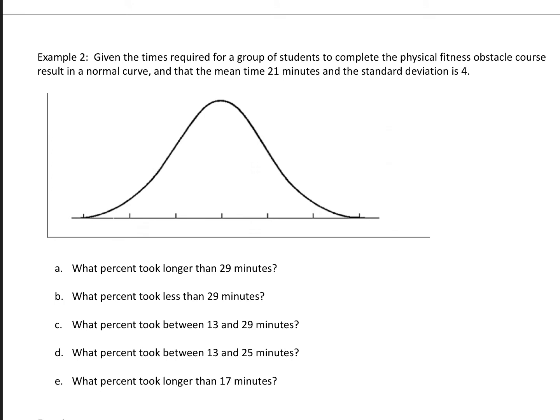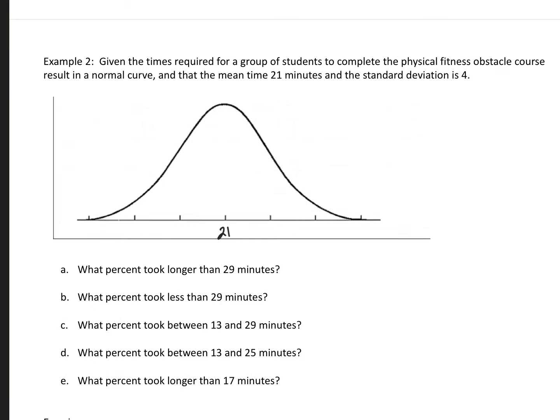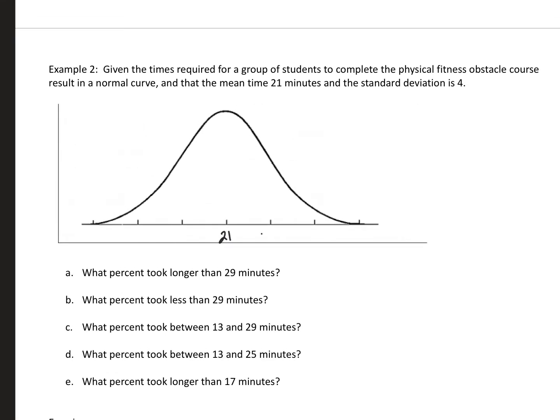So let's take a look at our second example here. It says, given the time required for a group of students to complete a physical fitness obstacle course, results in a normal bell curve with a mean of 21. Anytime we're given a mean, that is the center of our bell curve. So this is going to be 21. And a standard deviation of 4. So the deviation above will just be 21 plus 4, which is 25. Then plus 4 would take us to the next deviation, which is 29. And then for the third and last deviation, plus 4 takes us to 33.